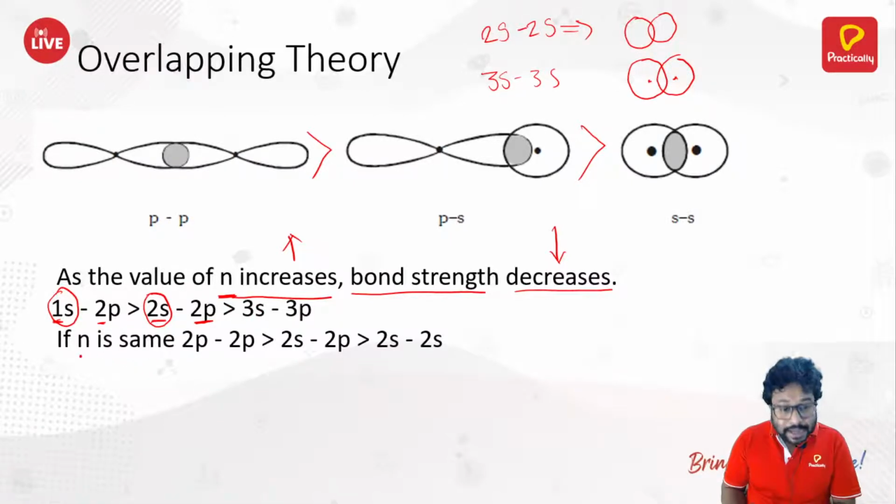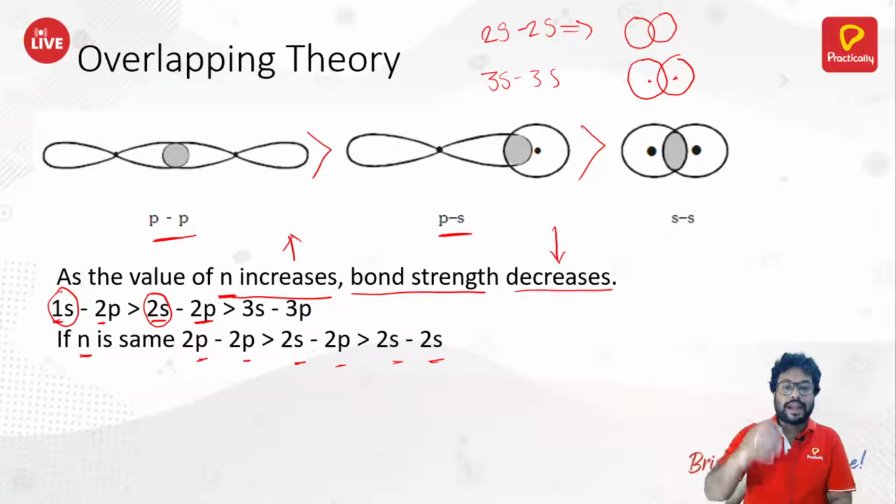If n is the same, then you need to follow this order, which we had already seen, right? If n is the same, then you need to look at the orbital. Higher the number of directional orbitals, stronger will be the bond. So you have pp here, that is why it is the highest. Then you have sp, lastly you have ss.